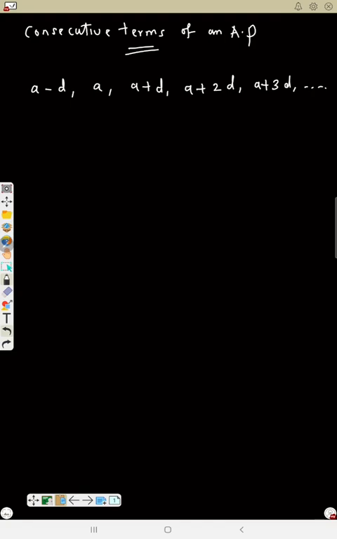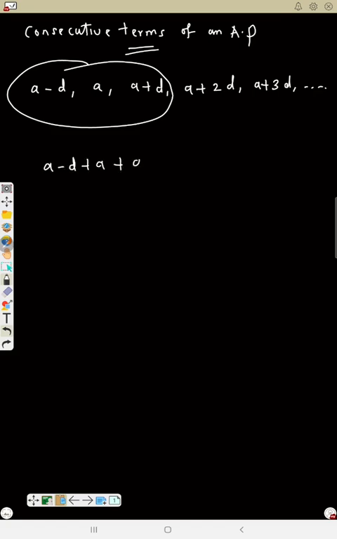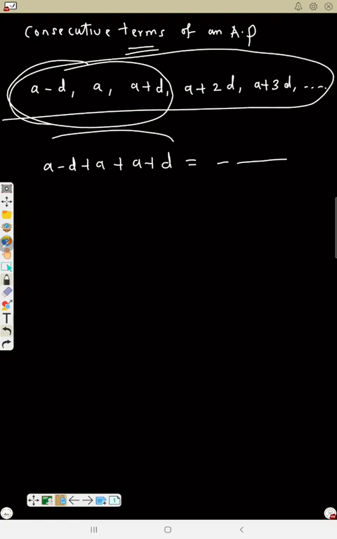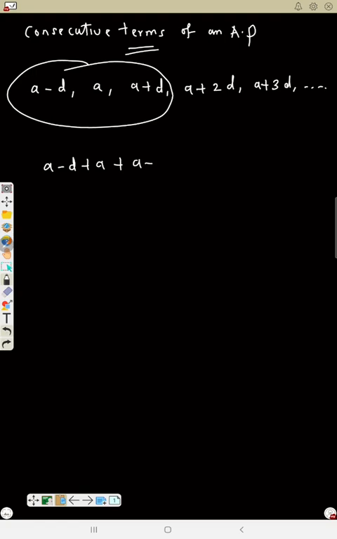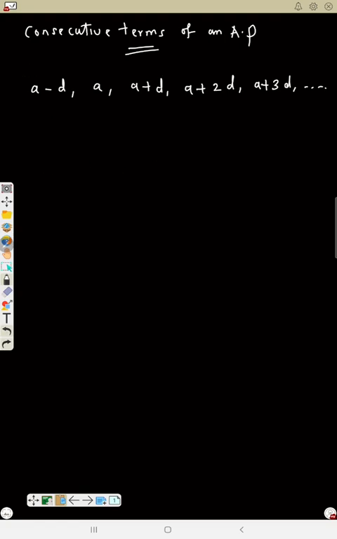So if I ask you, for example, the sum of 3 consecutive terms of an AP is so-and-so. So sum of 3 consecutive terms, you add these 3 together, that is a minus d plus a plus a plus d, is the anything they give you. Now this is the sum of consecutive terms of an AP. So anytime you see a question that says the sum of the consecutive terms of an AP is, let the consecutive terms of the AP be a minus d, a, a plus d, and so on. So it depends on the number of consecutive terms they ask you. Now let's see questions.